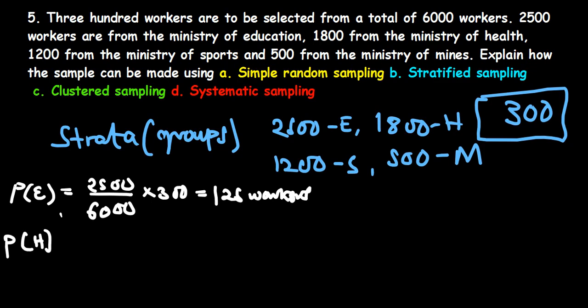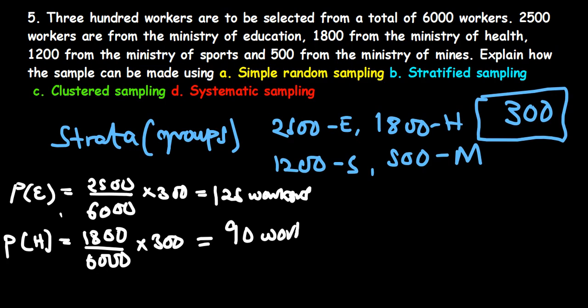What about the proportion from the Ministry of Health? We are going to do the same. We get 1800 divided by 6000, then multiplied by 300. When you multiply this, we get 90 workers. So 90 workers of the 300 should be from the Ministry of Health. What about the proportion from the Ministry of Sports? We are going to divide 1200 by 6000 there.